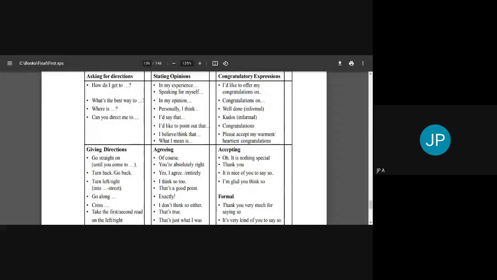These are all different ways in which you ask for directions to reach a particular place.